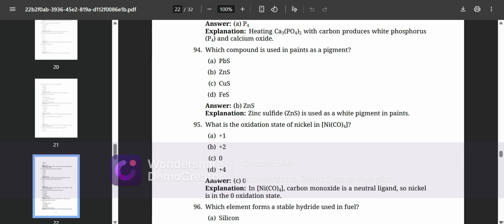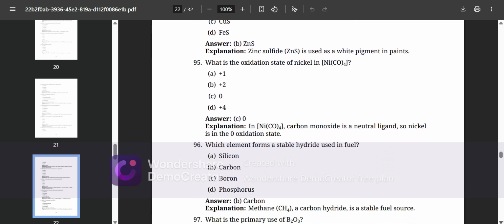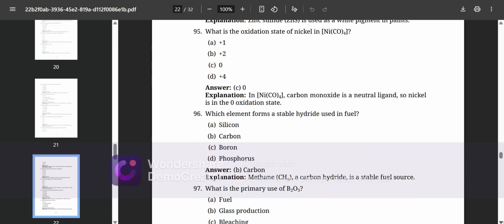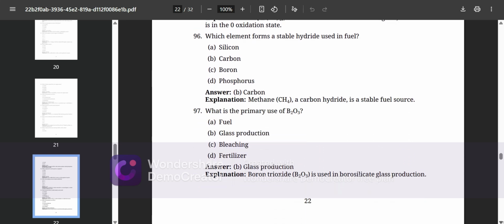What is the oxidation state of nickel in Ni(CO)4? 0. In Ni(CO)4, carbon monoxide is a neutral ligand, so nickel is in the zero oxidation state. Which element forms a stable hydride used in fuel? Carbon. Methane CH4, a carbon hydride, is a stable fuel source.